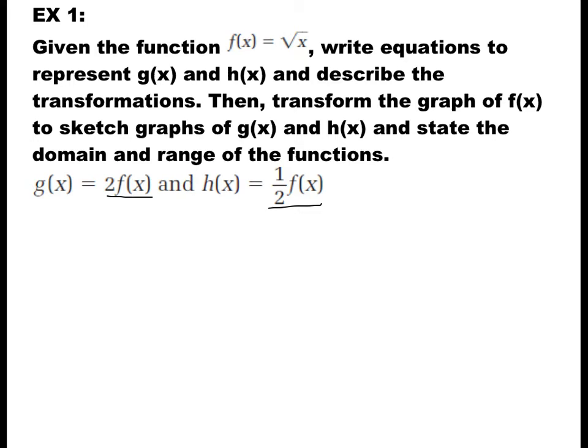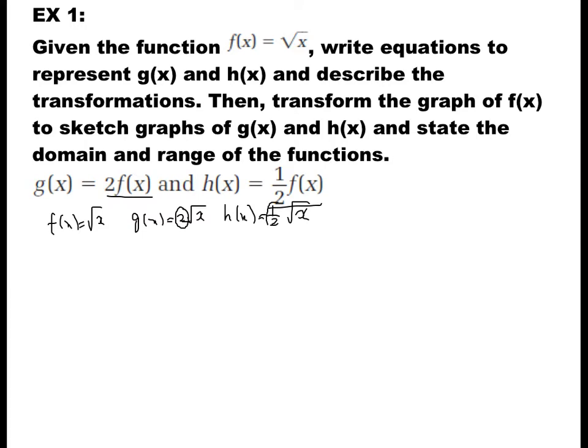First of all, we know that f of x is square root of x, which is the base function for radical function. Now, g of x is going to be 2 square root of x, because it's 2f of x, and h of x is going to be half square root of x. Now we are going to talk about the transformation. You can see that for g of x, since a here is 2, which is greater than 1, we are going to say that the graph of f of x is going to be stretched along the y-axis by a factor of 2.